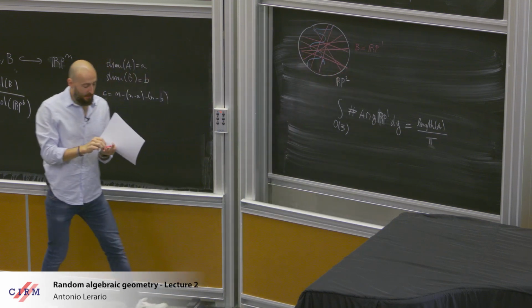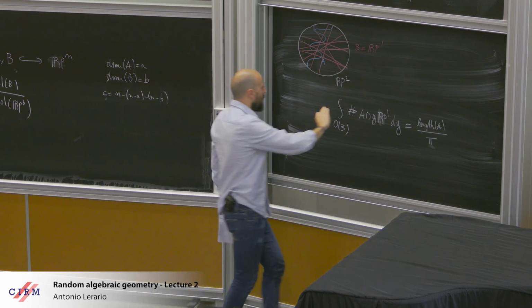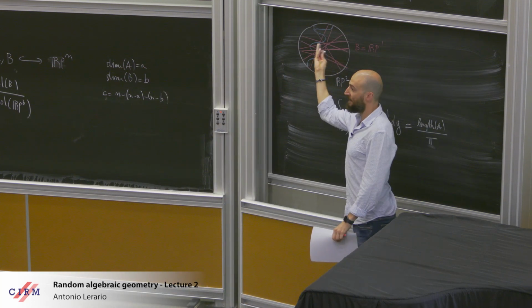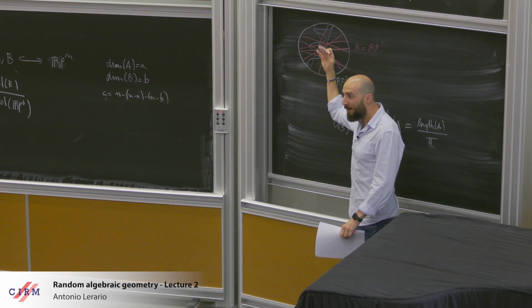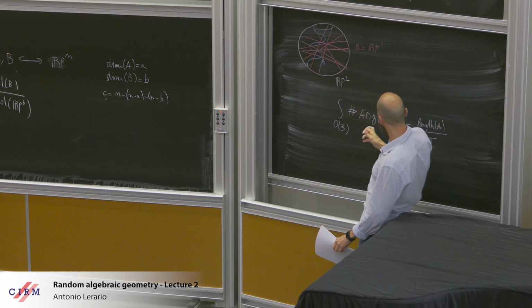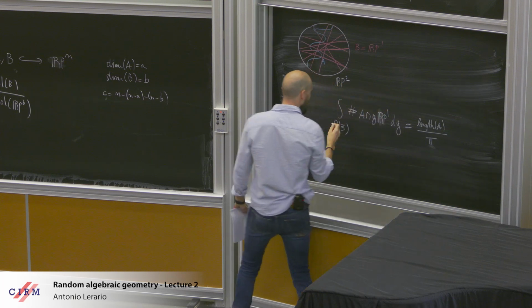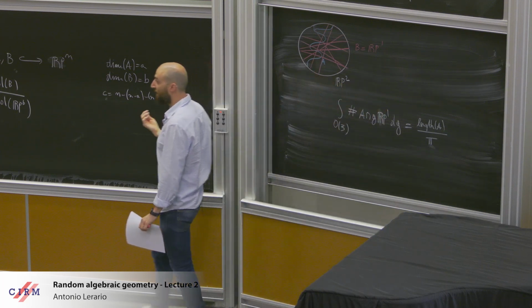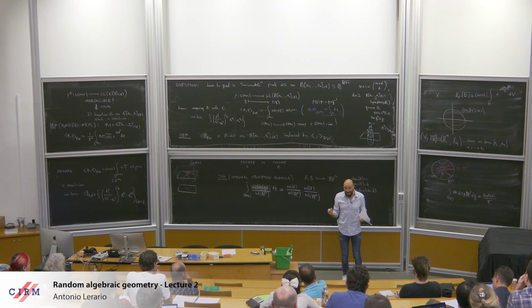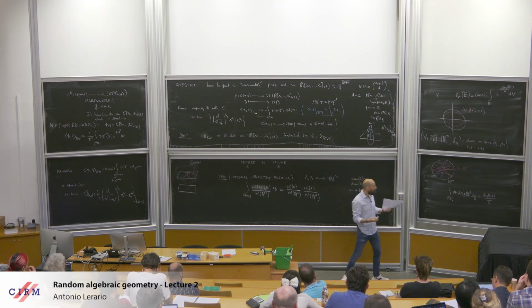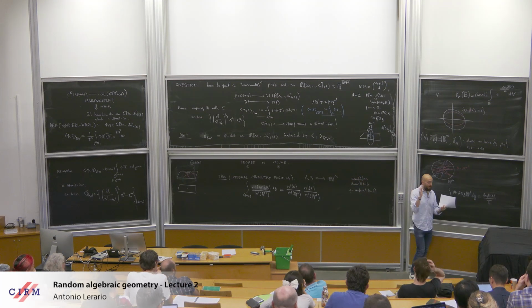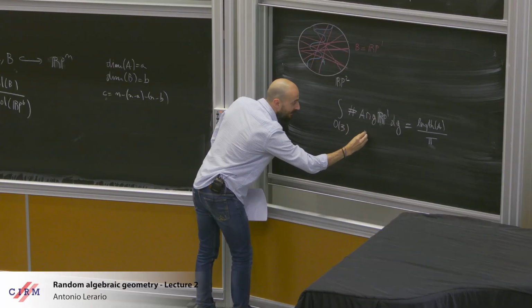okay? And you see, we're just averaging the number of points of intersection as we let this RP1 vary, using the orthogonal group G. But if you remember what my definition of the uniform distribution on the Grassmannian was, it was precisely the one induced by the orthogonal group, okay? So I can also write this in this way.